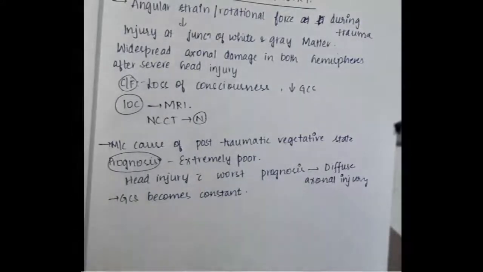So these are the important injuries which you see: we have learnt about epidural hemorrhage, subdural hematoma, subarachnoid hemorrhage and diffuse axonal injury.